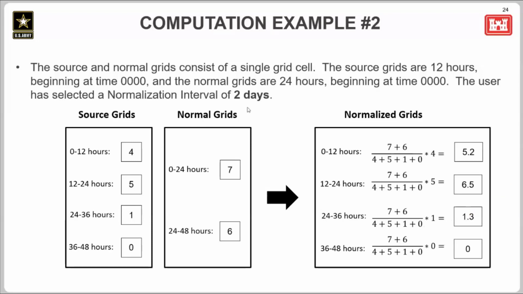Another example, this time we're going to have a normalization interval of 2 days. So all we're doing is we're adding extra grids to accumulate over. So now instead of just doing the 1 grid for the normal grid, we've got 2 grids of our normal grid. So we're adding them together, putting them in the numerator, and dividing by the cumulative volume of all of our source grids.